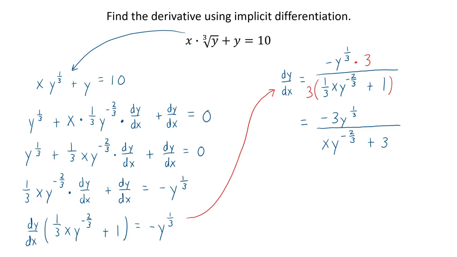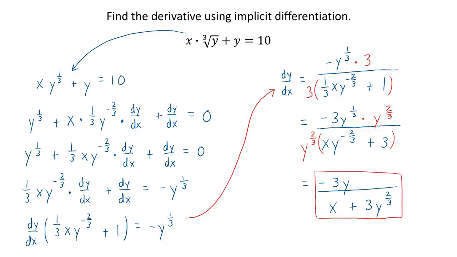Let's fix that by multiplying the numerator and the denominator by y to the positive 2/3. In the numerator, that will give us negative 3y. And in the denominator, that'll give us x plus 3 times y to the 2/3. And that's our derivative.